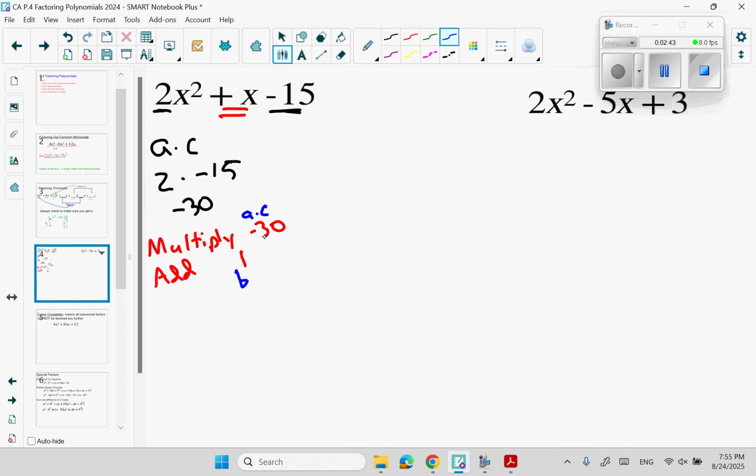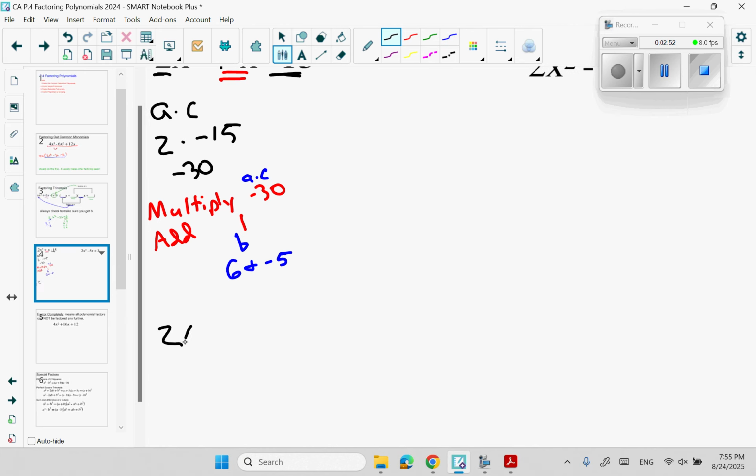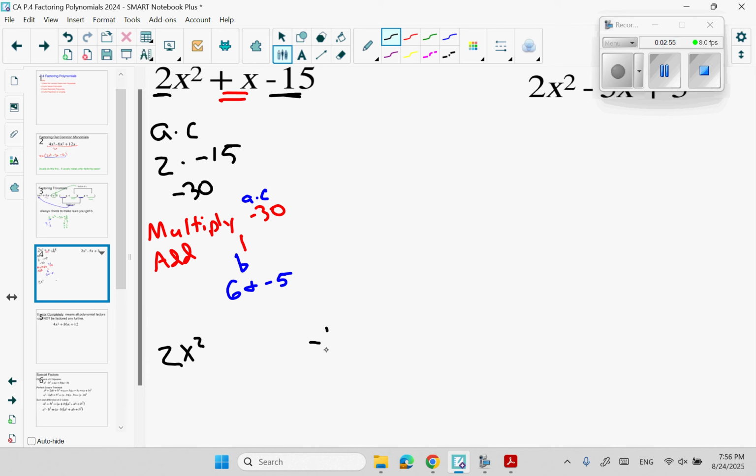So I want to find two things that multiply to a times c and that add to my b term. Well, what multiplies to negative 30 and adds to 1? That would, of course, be 6 and negative 5. What I'm going to do is my first and last terms, 2x squared and negative 15, are going to stay. And I'm going to replace plus x with plus 6x and minus 5x. Now, if I were to combine 6x and negative 5x, I would get plus 1x. So conceptually, those are equivalent statements.